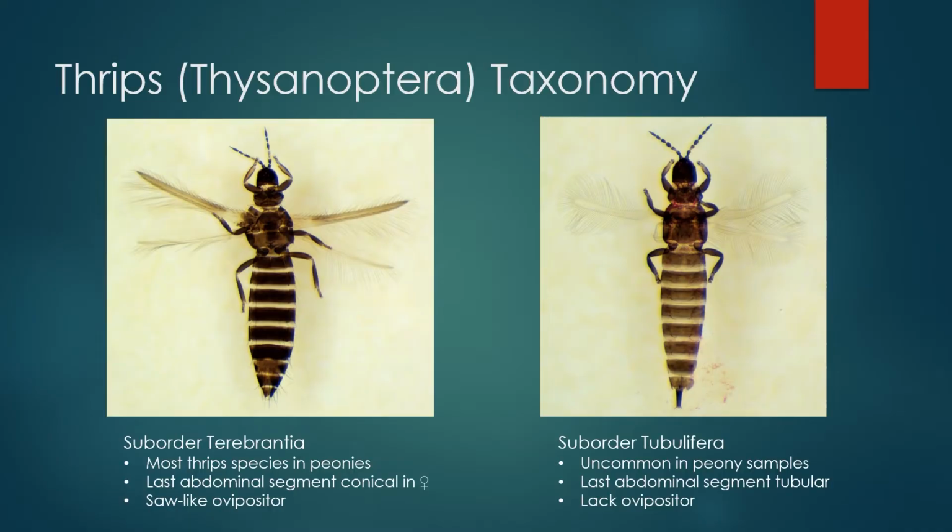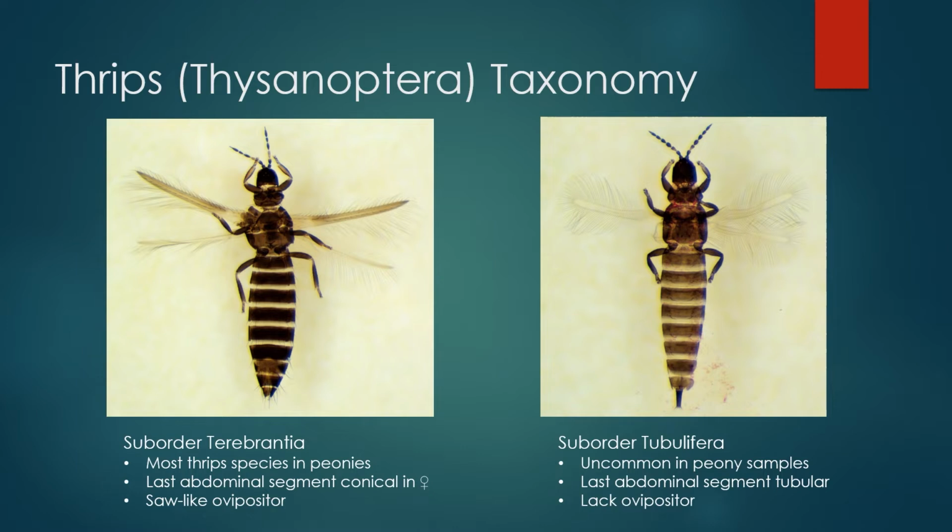First, let's start by including some details on thrips taxonomy. Thrips belong to the order Thysanoptera, which is divided into two main suborders, Terebrantia and Tubulifera. Both groups were recovered from Alaska peonies, so it's important to recognize the difference. The suborder Terebrantia includes the majority of thrip species that were collected during our task research and can be recognized by the cone-shaped final segment of female specimens.